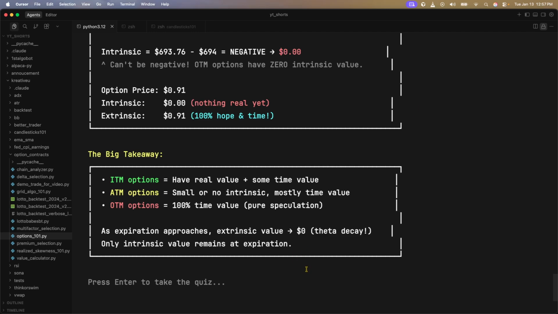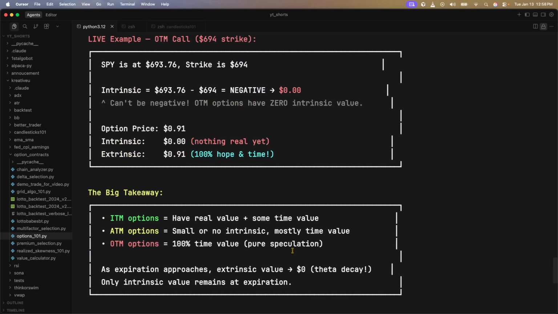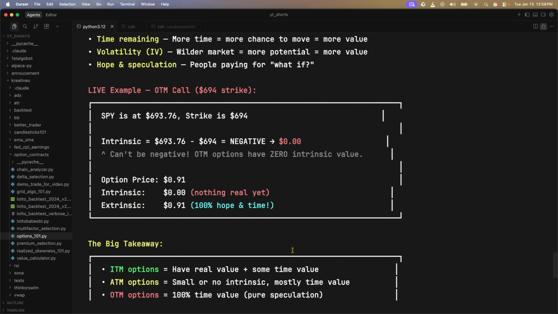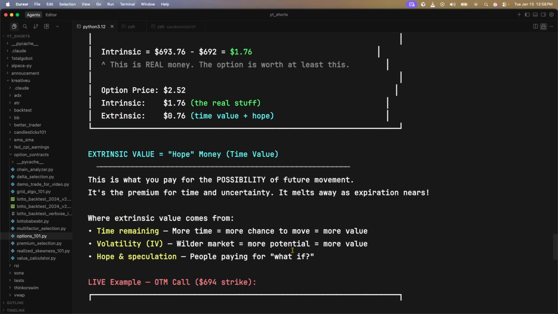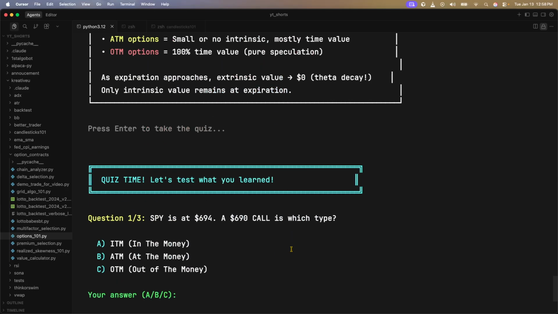So let's go ahead and jump into our quiz. After our quiz, I also have something supplementary to really understand intrinsic and extrinsic, because I know sometimes that can be a bit difficult to grasp. So we're going to go through one more exercise to get it, and we're going to be looking at live data. So let's go through our quiz real quick. SPY is priced at 694.